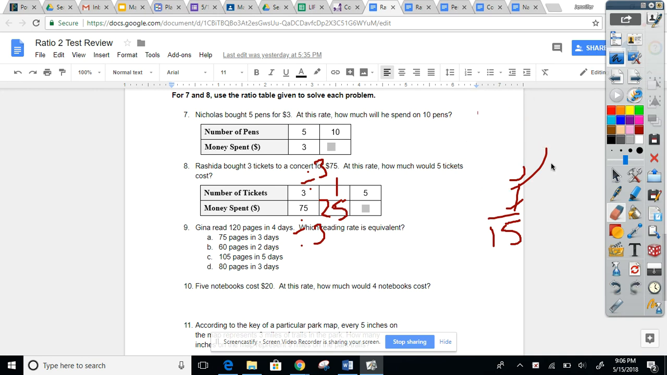Now that I scaled backward, I find this problem to be a lot easier because now, can I multiply 1 by something to get 5? Yes. 1 times 5 is 5. So that means 25 times 5. Okay, if I have 25 cents and I have 5 quarters, how much would that be? Okay, so then your answer would be 125.